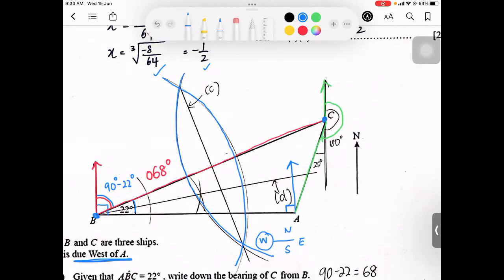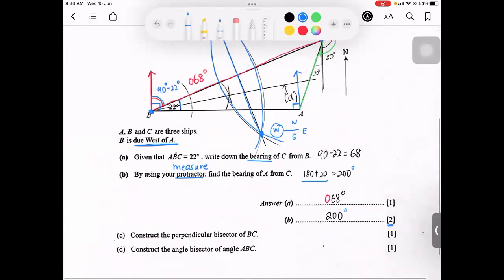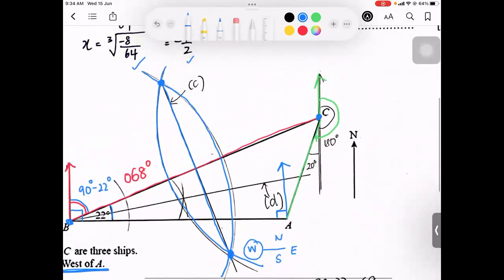Some of you construct, you erase it away. Don't anyhow erase away. Then taking these 2 marking points over here, draw the line across. This is your perpendicular bisector of BC. Part C, label your answer. Sometimes you do one of them wrongly, but you never label which one is your answer, then the teacher finds it very difficult to give you the marks. So please label your answers.